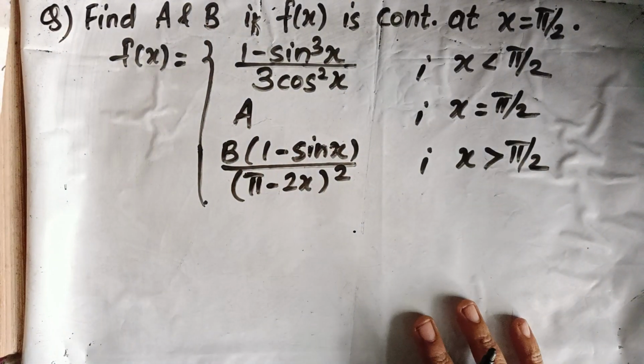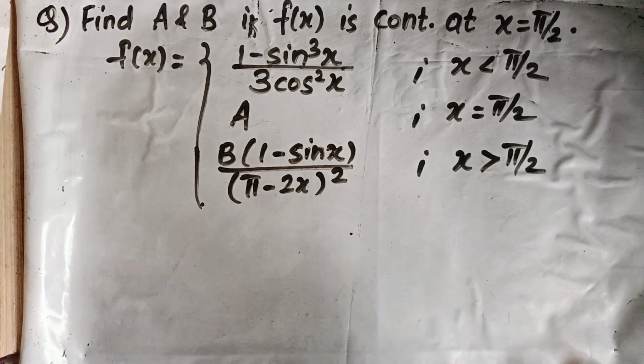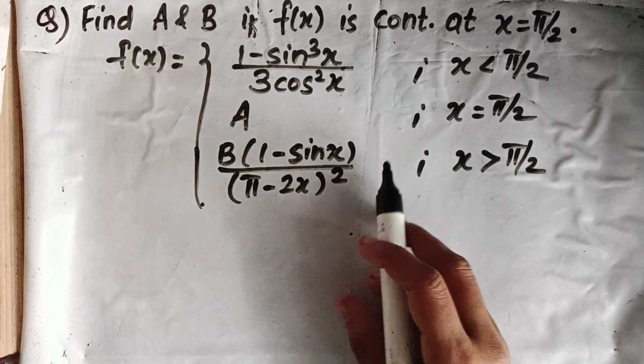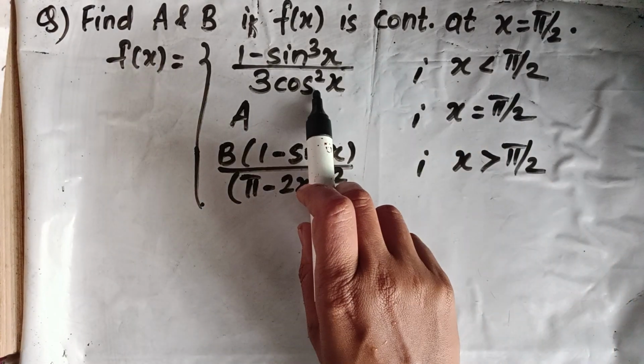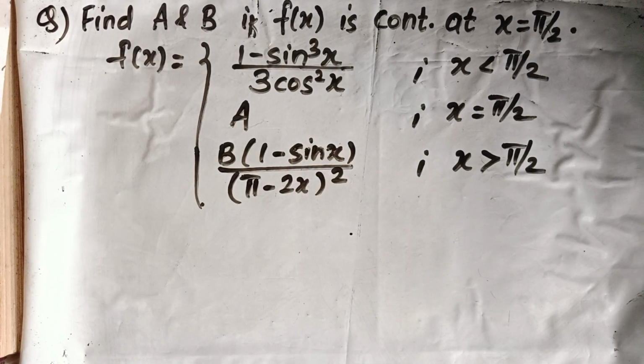Let's solve this continuity problem. Okay, so you have to find a and b if f of x is continuous at x equal to pi by 2. For the left hand limit you have to use this function, and for the right hand limit you have to use this function. And this is given continuous.